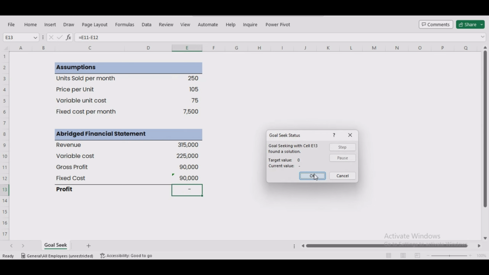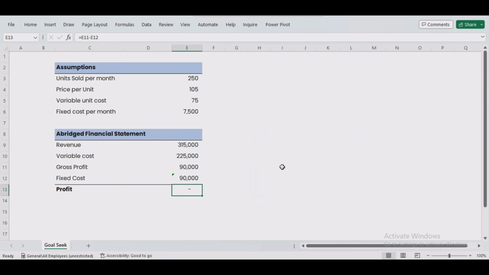You will notice that a simulation has been done. It is telling us that we need to be selling 250 chickens per month to break even, such that we should be able to raise 315,000 kwacha. Then the cost of production, or variable cost, will increase to 225,000 in such a way that we'll be able to generate a gross profit of 90,000 kwacha, for us to cover every cost. So this is how you use the goal-seek function.